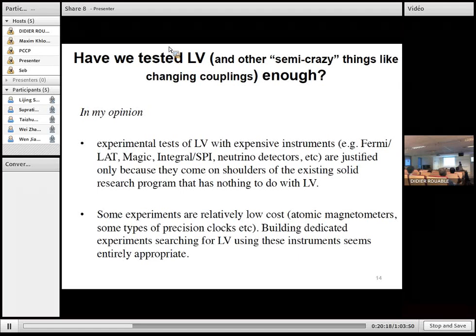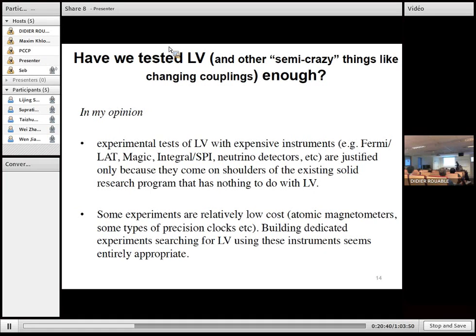However, I have some crafty friends, experimentalists, who could create tabletop experiments with, not hundreds of millions of dollars poured in, but with a relatively modest budget.